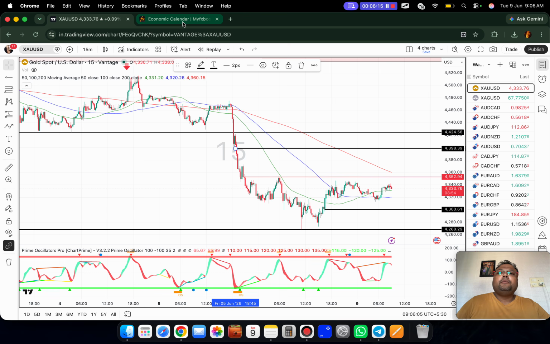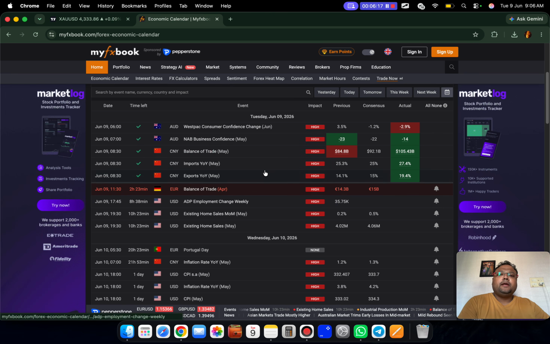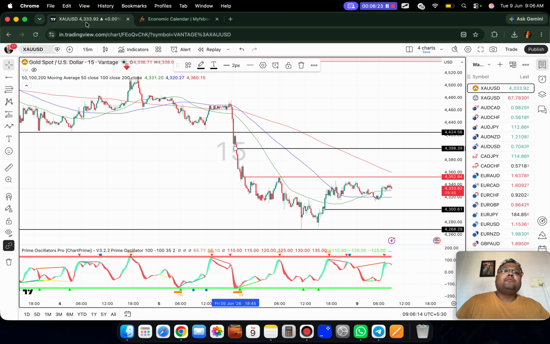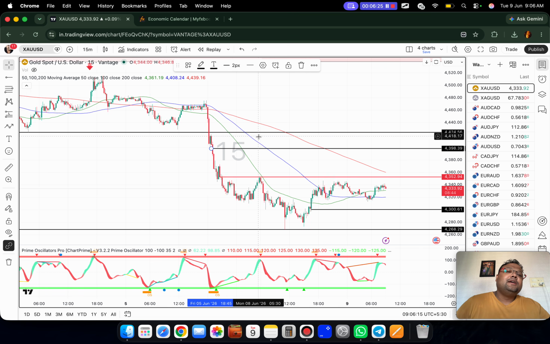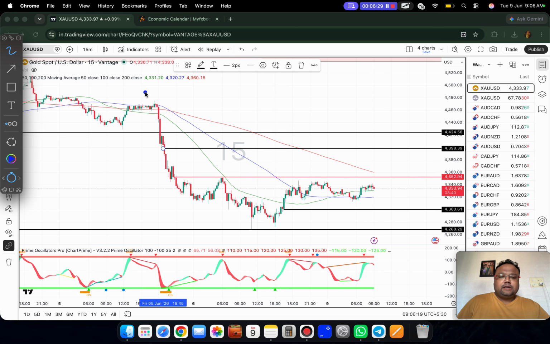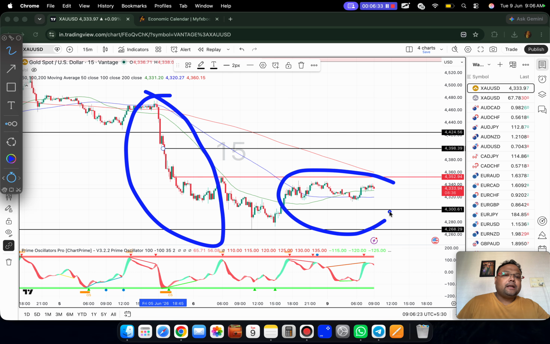If we look at the economic calendar, we do not have anything important, but still US session may bring volatility, because market always moves from high volatility to lower volatility, lower volatility to higher volatility. So here market was extremely volatile. Now market is in low volatile mode. Obviously, market will be volatile again. So follow that direction. Let's wait and watch.